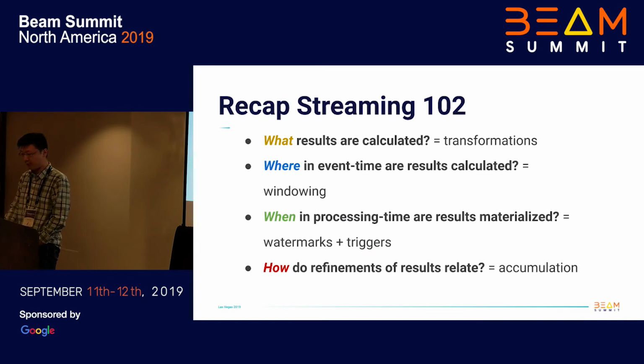And just to recap Streaming 102, the idea is: what results are we going to calculate? That comes from the different transformations, especially in Apache Beam, where there are different things we can do. Where in event time are they calculated? Those are the windows. When in processing time are results materialized, meaning emitted to the downstream? That uses the watermark plus triggers. And how do we refine those results? Through accumulations. There are more details in those two blog posts. I think it's really great material to recap at this time.